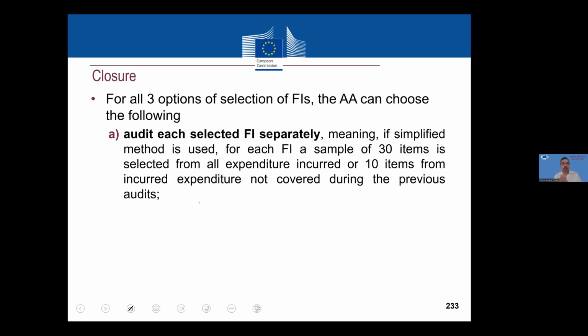For all of these 3 options, either you select instruments randomly, or you select your instruments partially based on professional judgment, or even if you decide to select all your financial instruments, there are always different options in terms of grouping. You can audit each financial instrument separately, and if you audit it separately, it means that for each financial instrument, either you have to take a sample of 30 or a sample of 10, depending if you are covering the whole incurred expenditure or just the additional incurred expenditure.